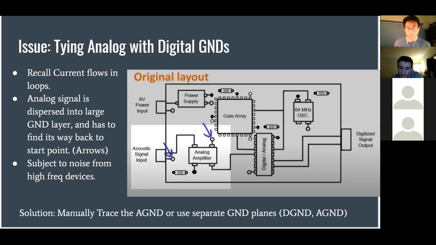Basically, you just have to understand that current flows through a circuit and comes back to its source in a loop, essentially. So the loop here would be coming in from this acoustic signal input, going into this analog amplifier, and then here's the ground. It will be coming out of here, and it's tied into a ground plane. Current likes to flow on the path of least resistance, so it'll disperse itself into this board and try to find its way back to this point right here.